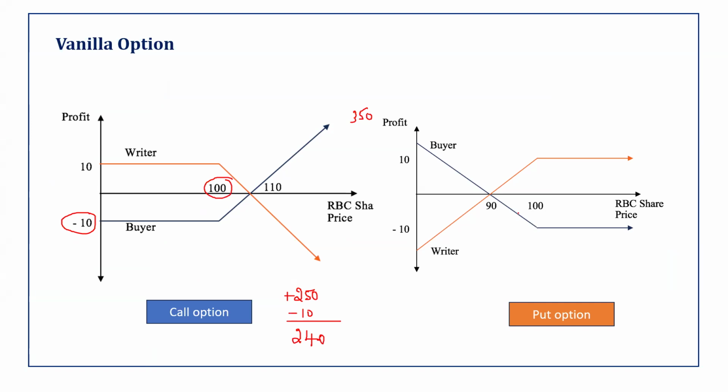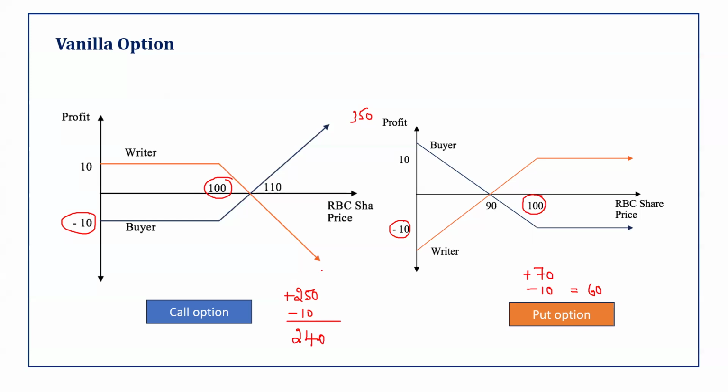Now in case of a put option, assuming the strike price is 100, the holder has paid 10 and the share price comes down to $30. The holder will receive 70 and the holder has paid 10. So his net gain is 60. So in a vanilla option, the holder will always have a limited risk and a potential profit.